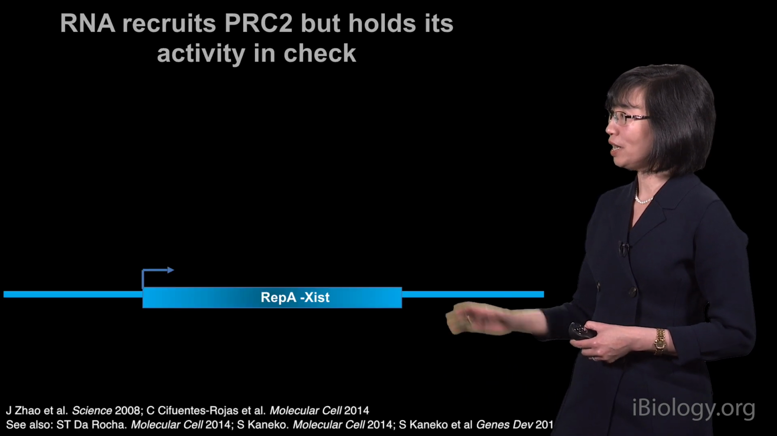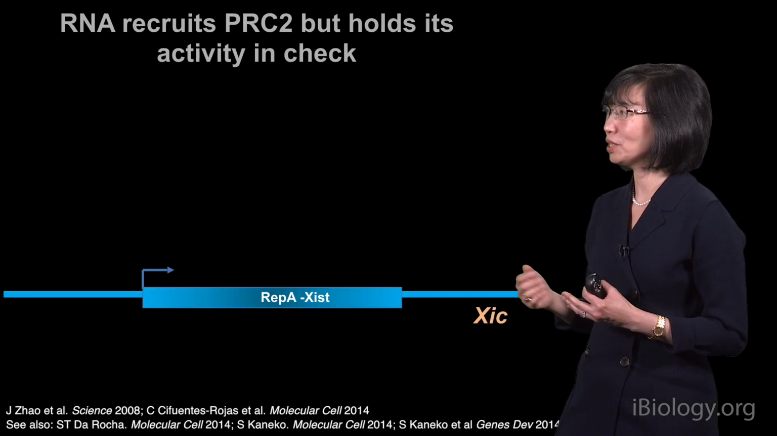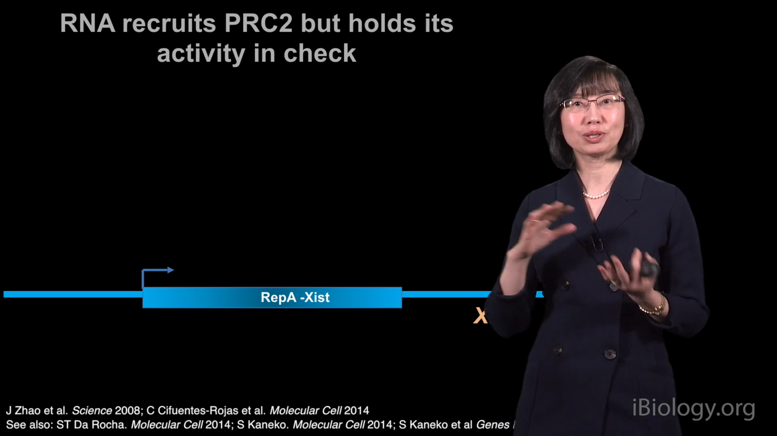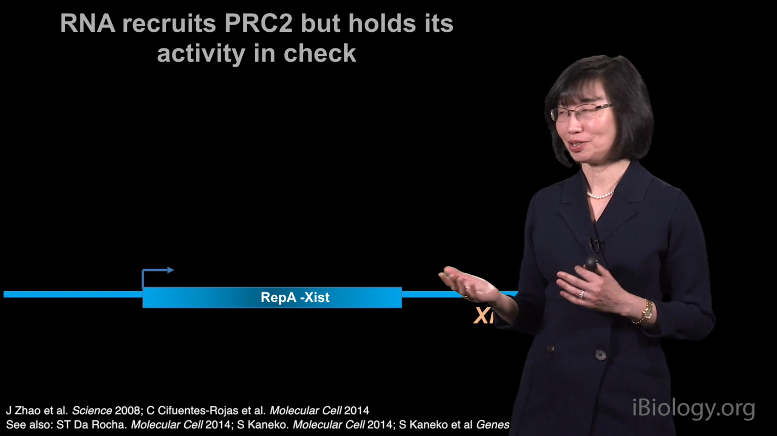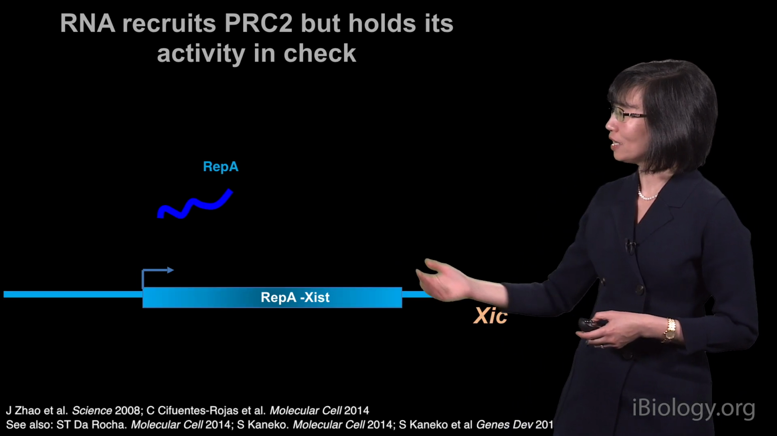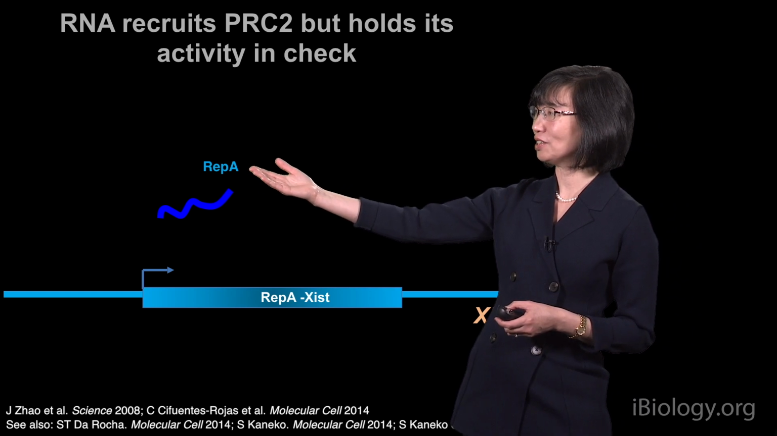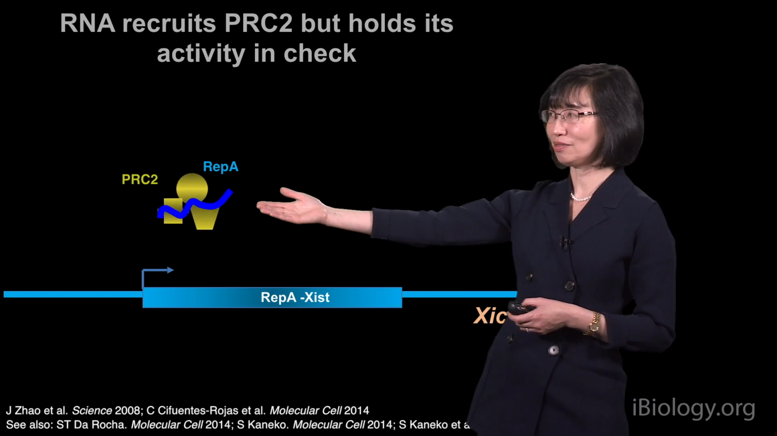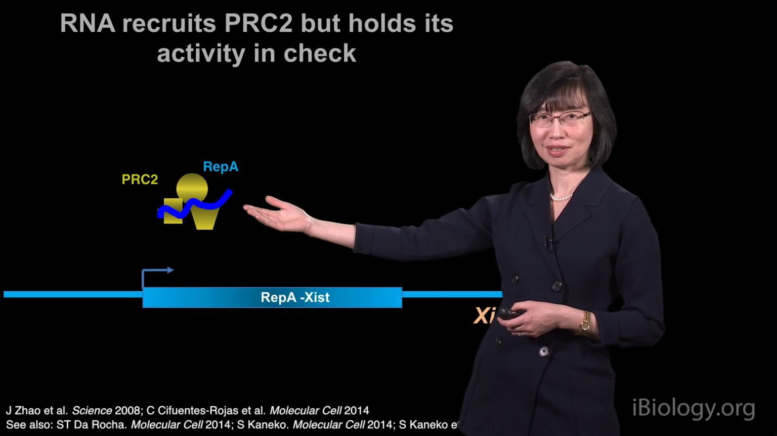Okay, so now in this slide, I will attempt to convey the complex dynamics that occur between the RNA and PRC2. So as we envision it, initially, the RNA that contains this repeat A motif will attract polycomb repressive complexes to the X inactivation center.